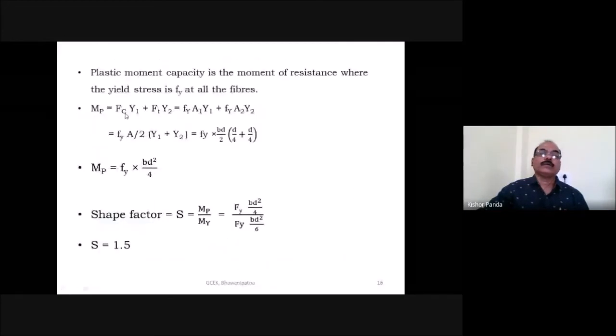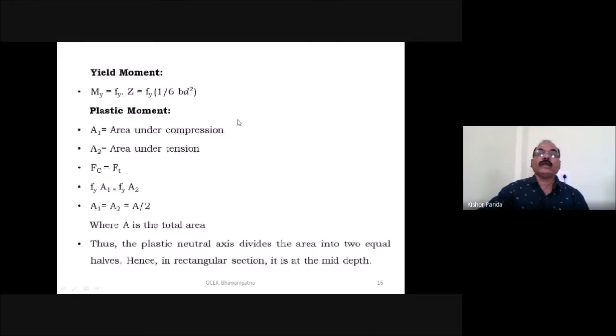Fc into Y1 plus Ft into Y2. But you know the total compressive force is equal to Fy into A1 into Y1, plus the total tensile force, which is equal to Fy into A2 into Y2. That is Fy A1 Y1 plus Fy A2 Y2. So here you take the common A1, A2. A1 is equal to A2 is equal to A by 2.